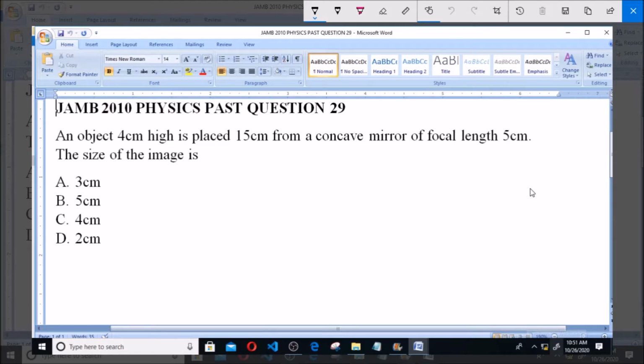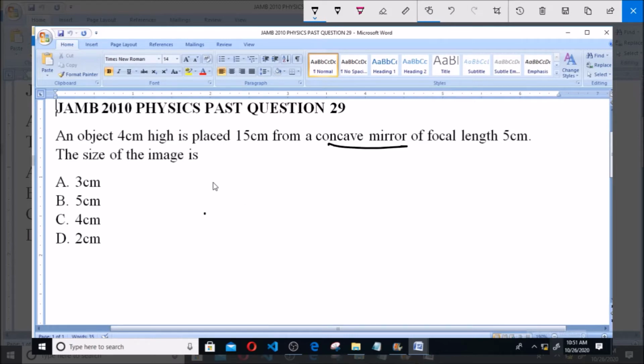An object 4 cm high is placed 15 cm from a concave mirror of focal length 5 cm. The size of the image is A 3 cm, B 5 cm, C 4 cm, D 2 cm. Now, we are looking at a concave mirror.